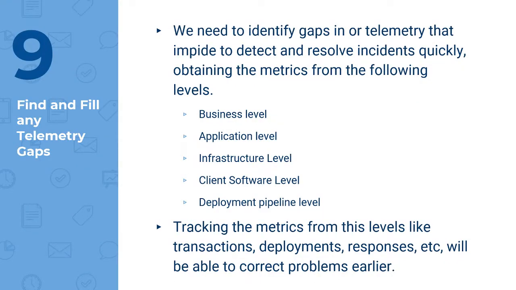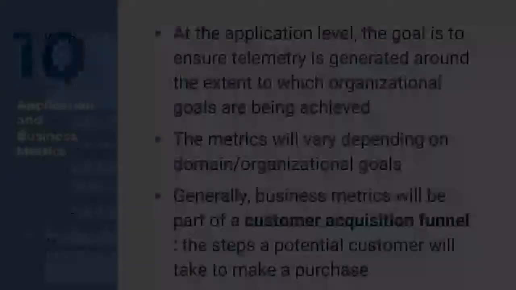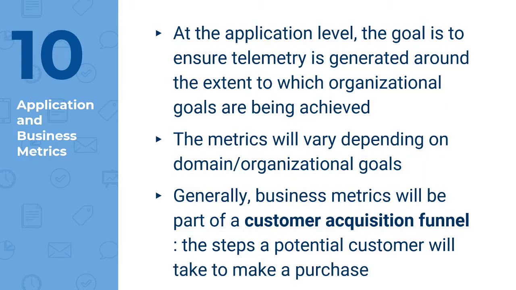Find and fill any telemetry gaps. We need to identify gaps in our telemetry that impede detecting and resolving incidents quickly, obtaining metrics from the following levels: business level, application level, infrastructure level, client software level, and deployment pipeline level. By tracking metrics from these levels, like transactions, deployments, responses, and much more, we will be able to correct and solve problems earlier. Application and business metrics.